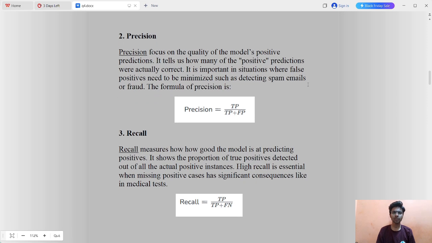Precision. Precision focuses on the quality of the model's positive predictions. It tells how many of the positive predictions were actually correct. It is important in situations where false positives need to be minimized, such as detecting spam emails or fraud. The formula of precision is equal to TP upon TP plus FP.